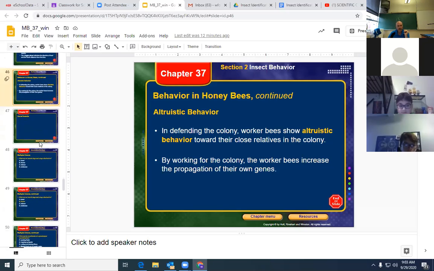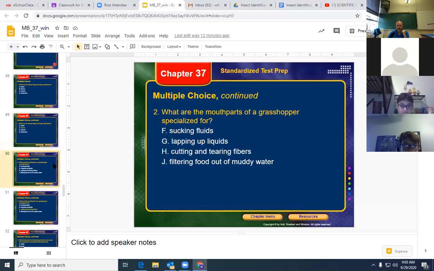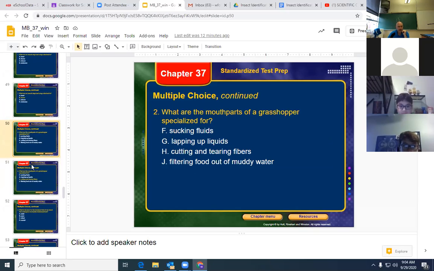All right, now, if we had a little quiz here, what are insects' legs and wings attached to? You better know it's the thorax. What are the mouthparts of a grasshopper used for? Oh, you better know that. Grasshoppers are cutting and tearing.